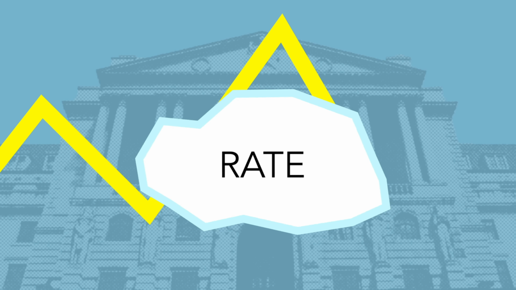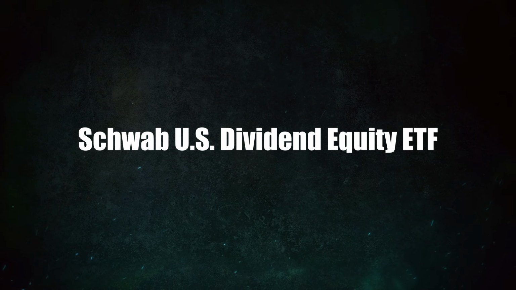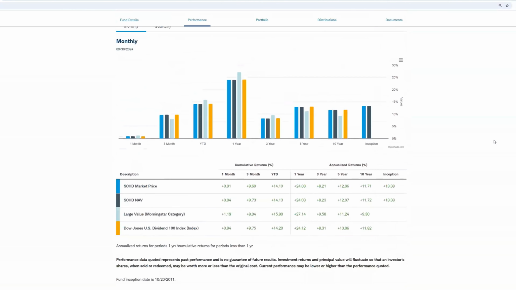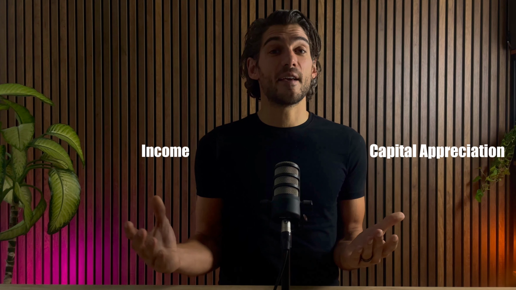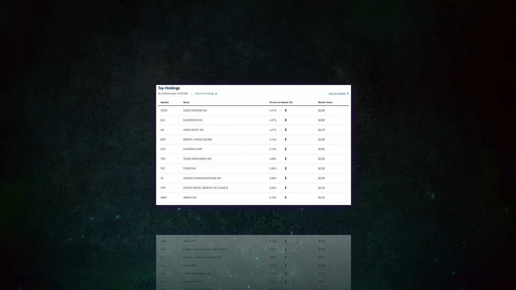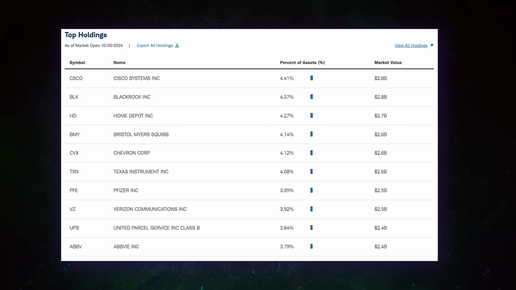So let's start with its historical performance. SCHD, which stands for the Schwab US Dividend Equity ETF, has had an impressive return over the past decade. On average, it achieved 11.7% annual returns, which is remarkable for a dividend-focused ETF. This ETF combines both capital appreciation and income, as it focuses on high-quality US companies with a history of strong dividend payments. So not only are you getting price appreciation, but you are also getting a steady income stream through dividends. And that's the reason why I like this ETF so much.